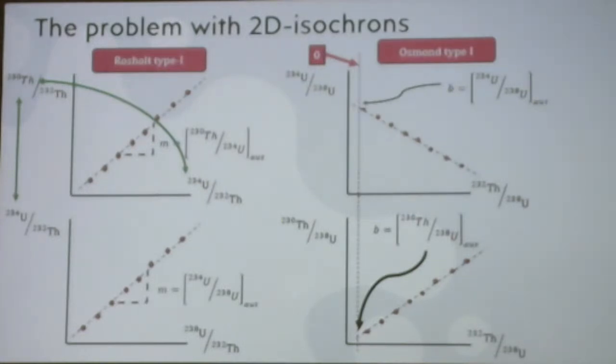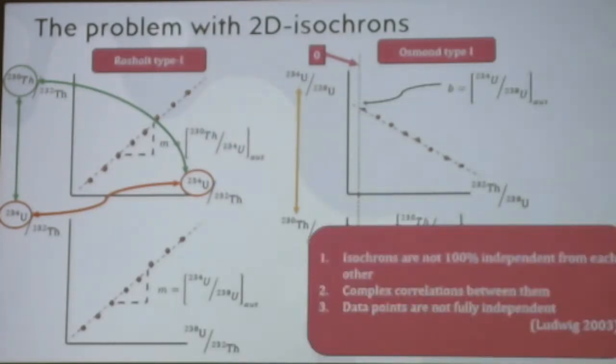There's a problem with 2D isochrons, and one of them is that they are not completely independent from each other. 230, for example, in this type of isochrons, 230 depends on 234, and 234 is actually in these two axes, so they are correlated in a complex way. They are not completely independent. Also here, they are correlated. So the data points are not fully independent. They depend on each other, but actually they are treated as independent. So that's not completely correct.